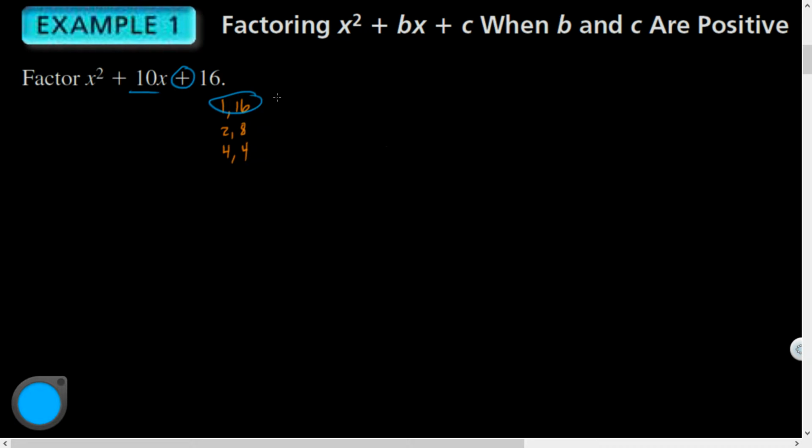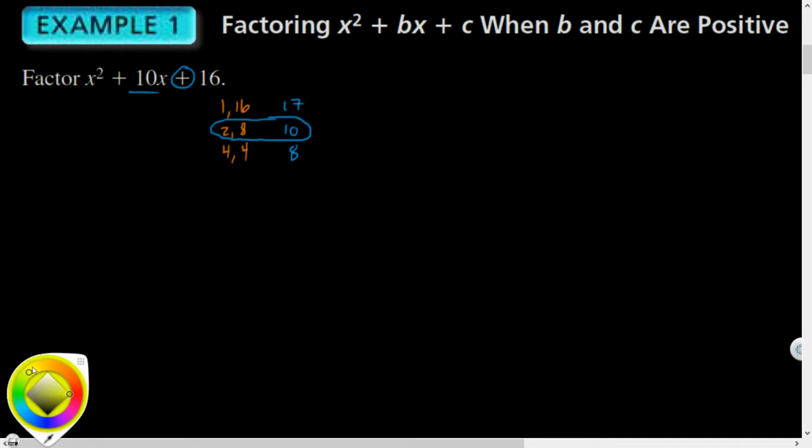1 and 16 would add to be 17, so that doesn't work. 2 and 8 would add to be 10. Ding, ding, ding, we found it. And 4 plus 4 would have added to be 8. So which of these factors added to be the B term? To find the factors of C, make a list, and see which of those add to B.